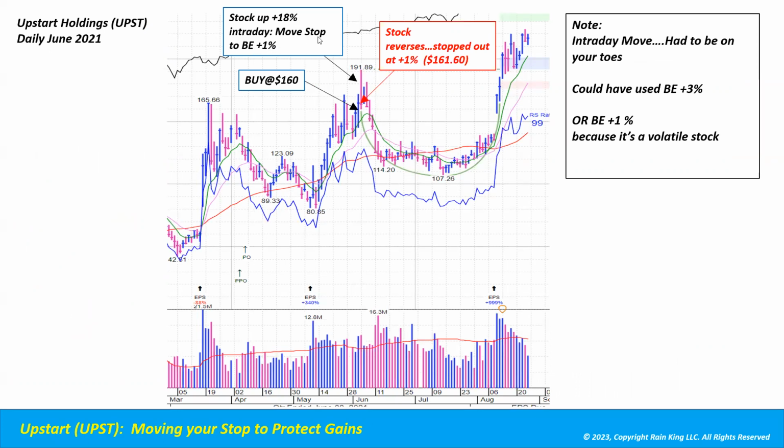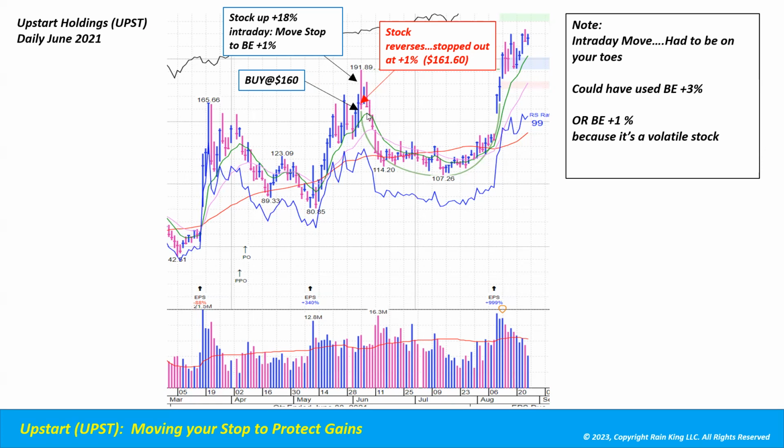And in this case, I've moved the stop up to break even plus 1.5, even though it's gone up past the 15% rule. And I've done that because of the volatility of that stock. Now, you have to decide if you want to give the stock more room or not. It'd be completely okay to say, once it hits the 15% trigger, to move the stop up to break even plus 3%. In this case, the stock actually during the day, intraday, came all the way back down and stopped us out at the 1% gain.